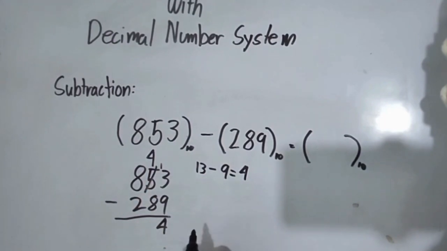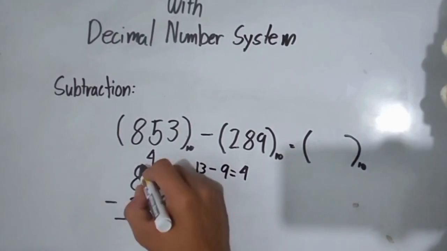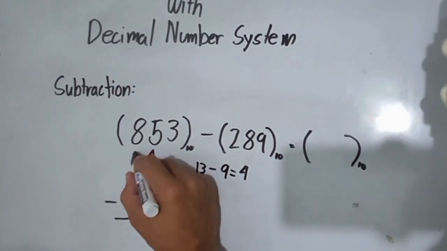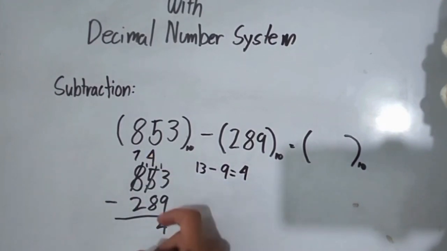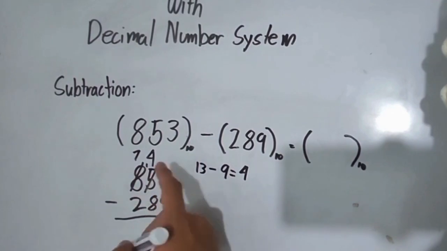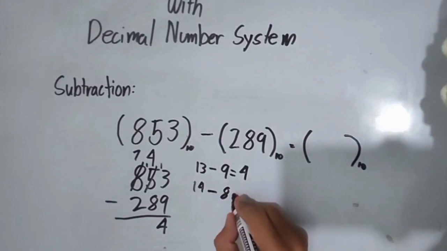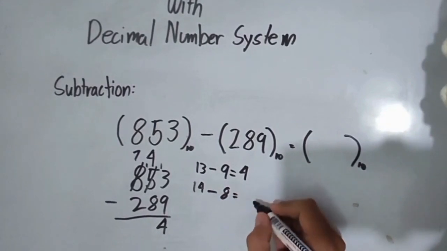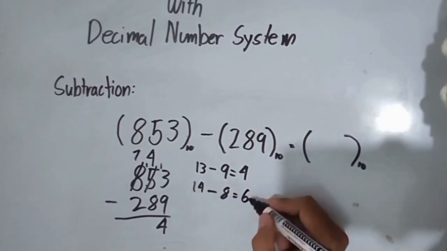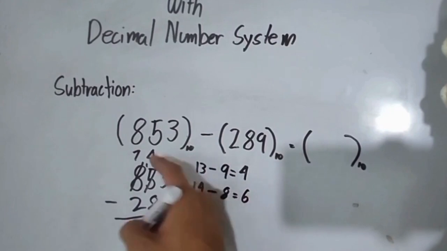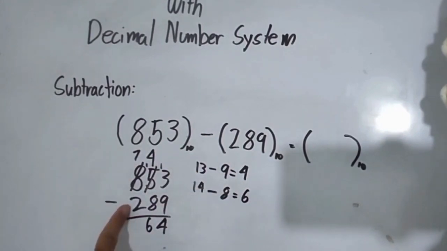We also can't subtract 8 from 4, so we have to borrow again, like we did last time. Fourteen minus 8 is 6. 7 minus 2 is 5, and now we have the answer 564.